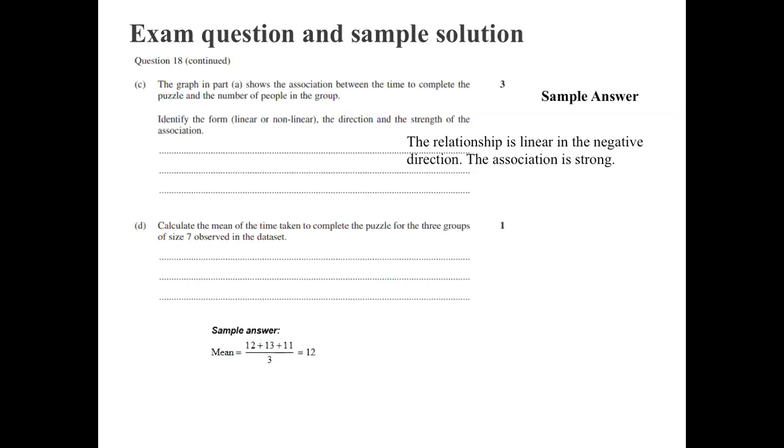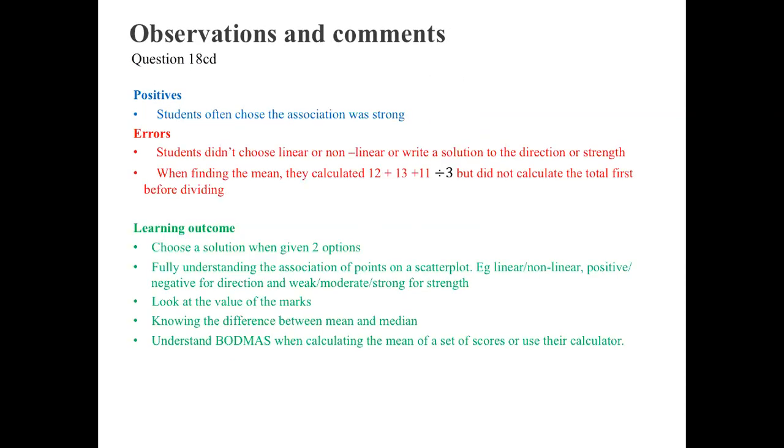In part C, they had to do 3 things and it was given 3 marks. They had to say whether it was linear or non-linear. They had to give us the direction and the strength. Then in part D, they had to find the mean of the last of 3 groups of size 7. Positives was that they did choose the association was strong. They could tell us for strength, it was strong.